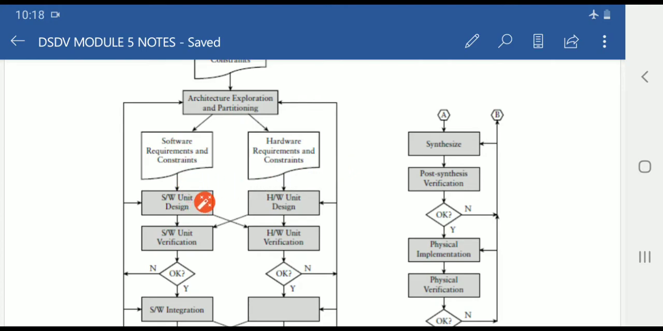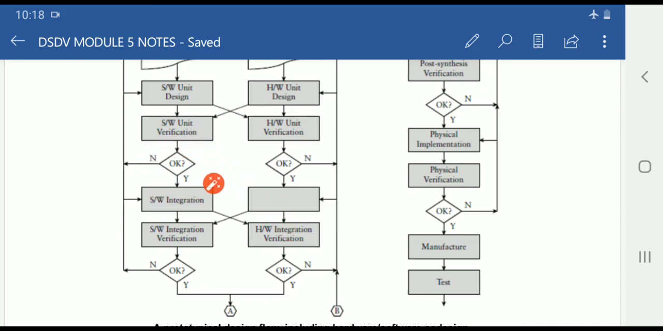The software requirements and constraints go to the next stage, that is software unit design. Here, based on the requirements and the constraints, this unit develops the program, and here this group develops the hardware based on the given requirements and constraints. Then software unit verification. Here the program developed by the software unit will be verified and checked for any failure or errors. Similarly, the hardware unit verifies the hardware developed in hardware unit design. If it is okay, it goes to the next stage. If it has a failure, then it goes to no, and again you have to redesign the system or the architecture.